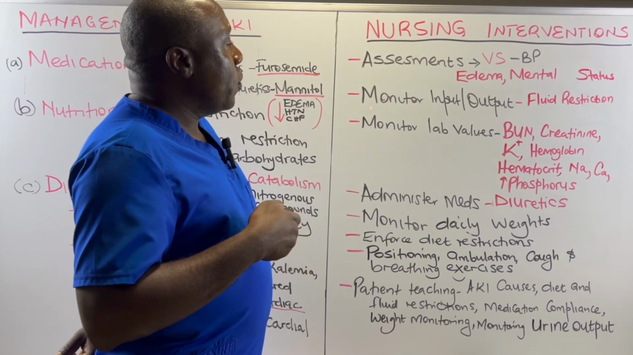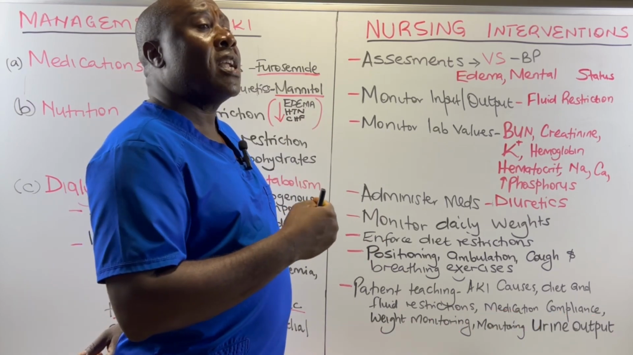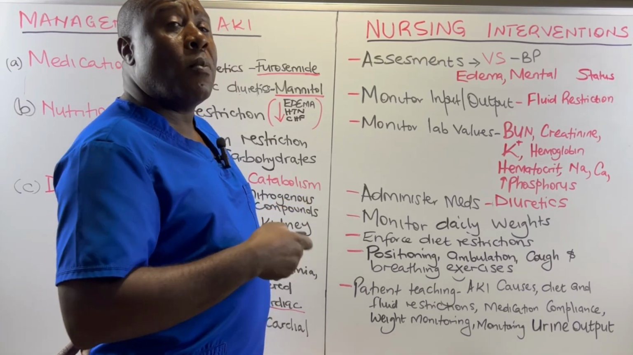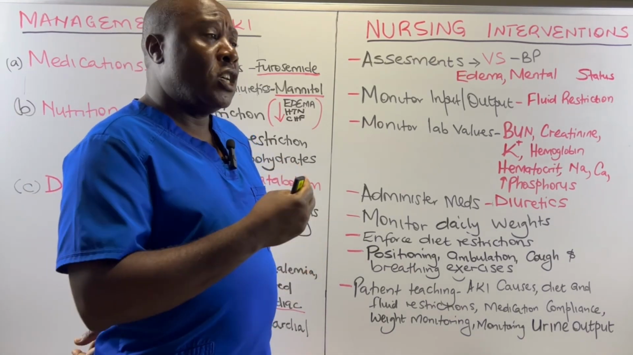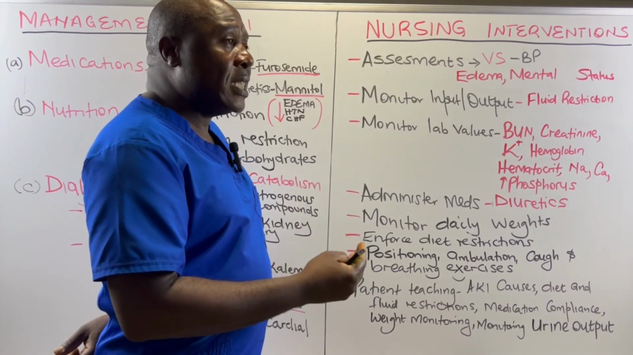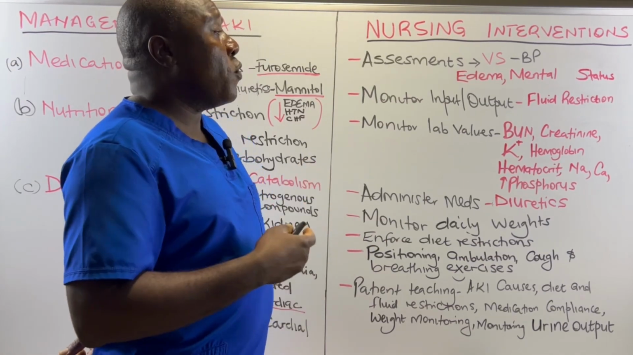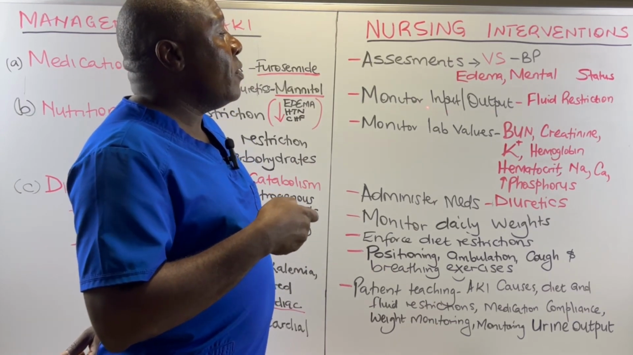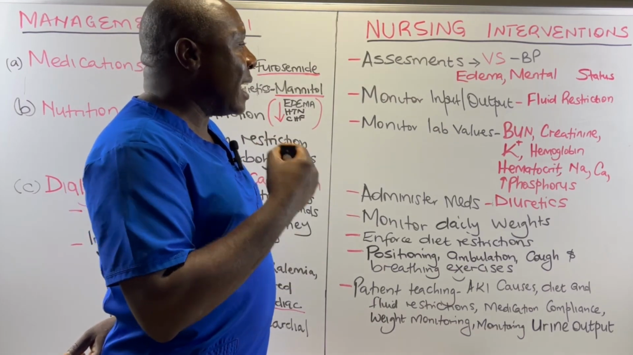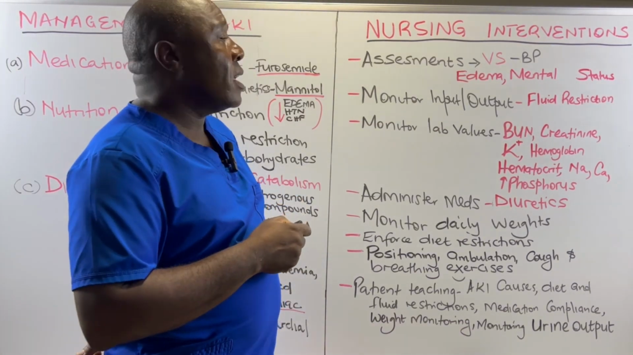Number two, we also monitor the input and output. We monitor what these patients take in and what they take out in form of fluid. So we perform fluid restriction. Normally, providers will restrict these patients to 2 liters of fluid per day, or 1 liter of fluid per day, or 1.5 liters of fluid per day, based on the severity of their problem. So we help to monitor the input. How much are they taking in and how much are they taking out? Because that has a direct bearing on the kidney performance.